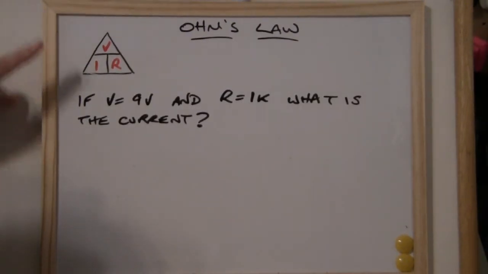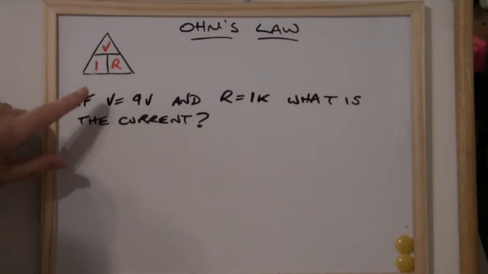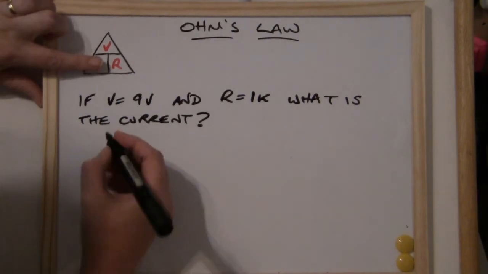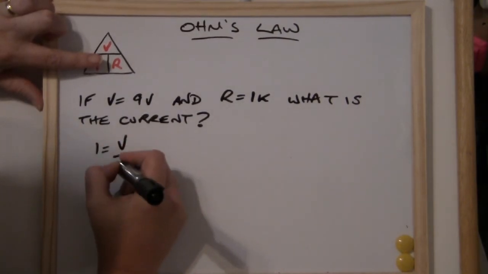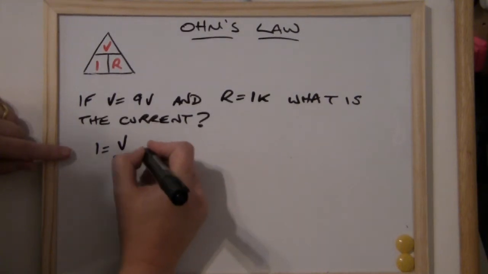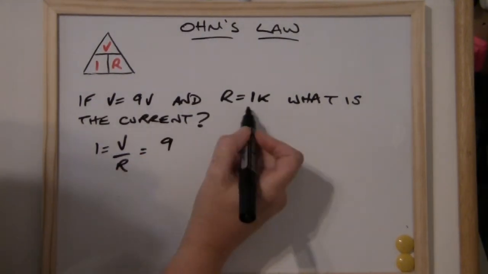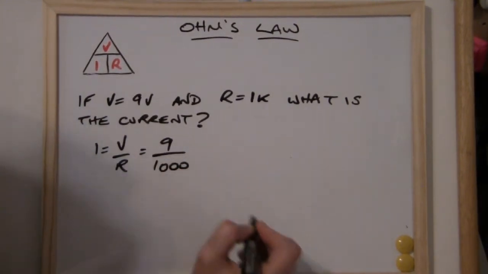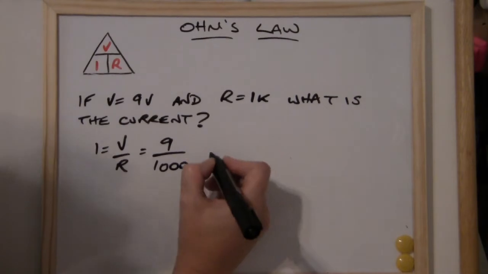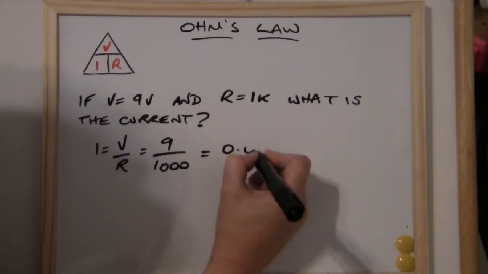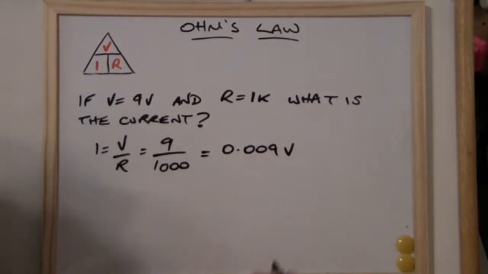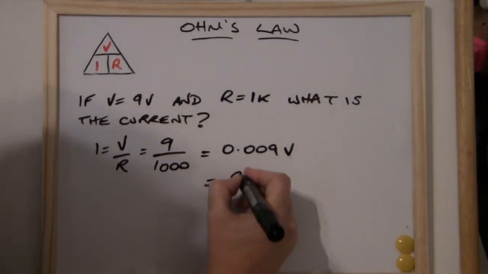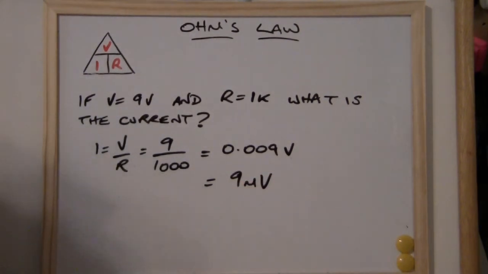So looking at Ohm's law again, my formula, V I R, we've got voltage, we've got resistance, we need current, so we cover up the I. So that gives me a formula of V over R. Voltage is 9 volts, so that's 9, and resistance is 1K. Now we must remember that is 1,000 ohms. Remember the SI prefixes. So that gives us an answer of 0.009 amps, or if we want to convert it into a simpler number to read, we could write it in milliamps, in which case it's 9 milliamps.